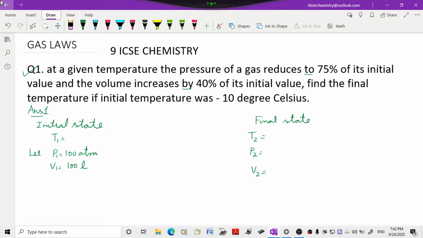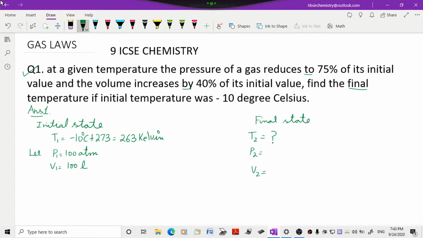So let the initial state be minus 10 degrees C. Let us quickly convert this into the Kelvin scale by adding 273. This will become 263 Kelvin. And initial pressure and volume is not given, so let the pressure be 100 atm and let the volume also be 100 liters. Final temperature we have to find.